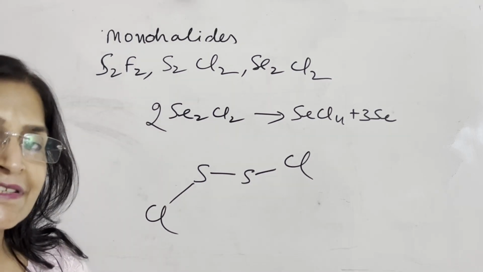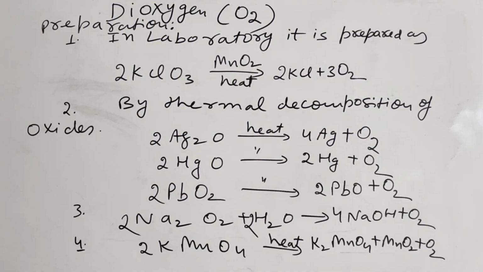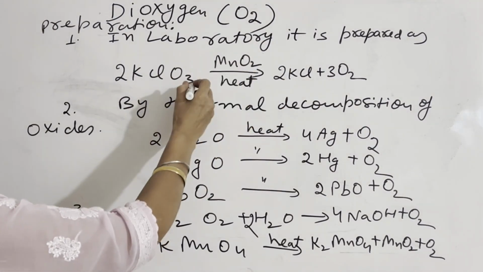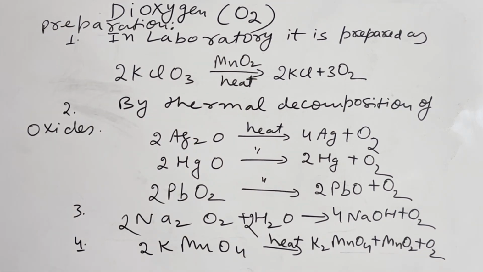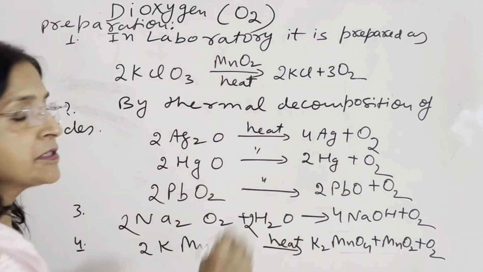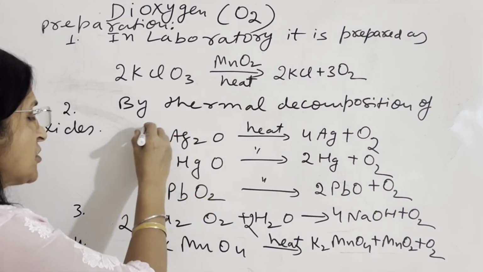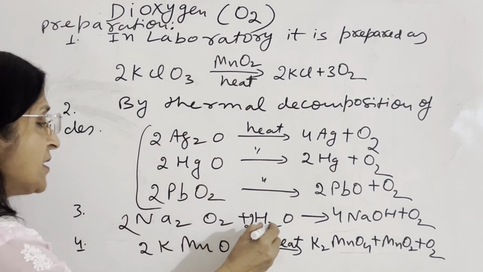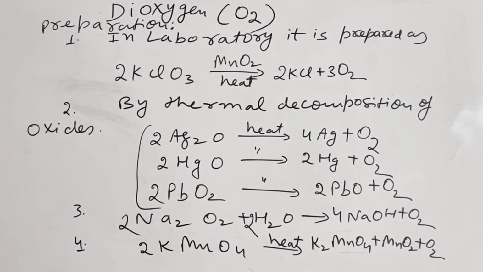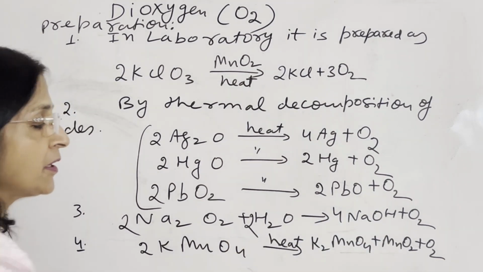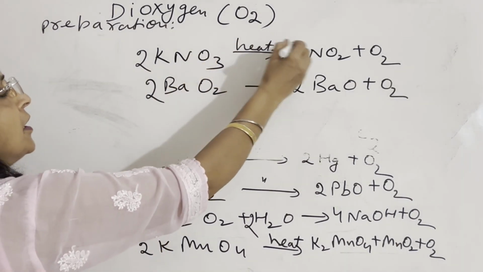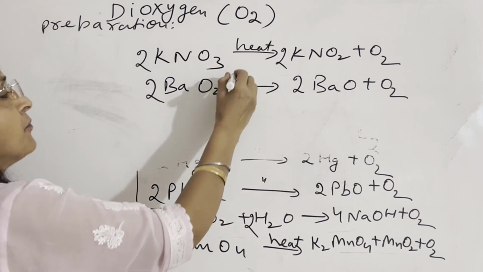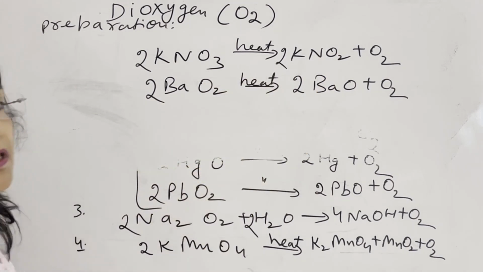Now we will discuss oxygen: preparation, properties and uses. In the laboratory, oxygen is prepared by decomposition. The reaction is done in the presence of the catalyst manganese dioxide. Similarly, by heating oxides, oxygen can be produced. These are the oxides of metals. The third method is by the reaction of water on peroxide, that is sodium peroxide, and oxygen gas is produced. By heating potassium permanganate, oxygen gas is produced. Similarly, if we heat potassium nitrate, oxygen gas is produced. If we heat barium peroxide, oxygen gas is produced.